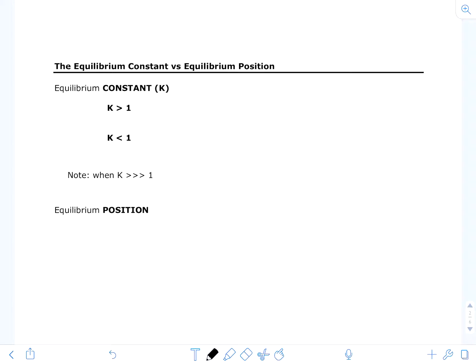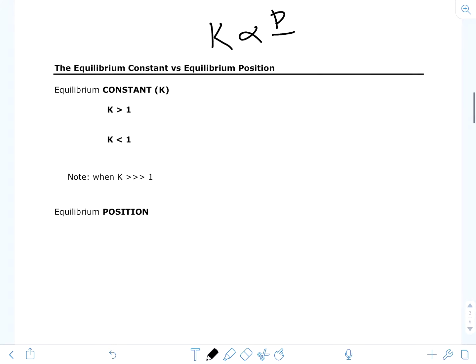So when we talk about the equilibrium constant, please remember K is products over reactants, and they're to some power. So you've got to pay attention to that, and that's based on the balanced chemical equation.